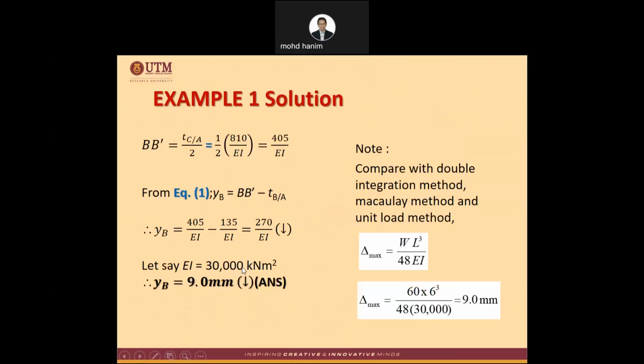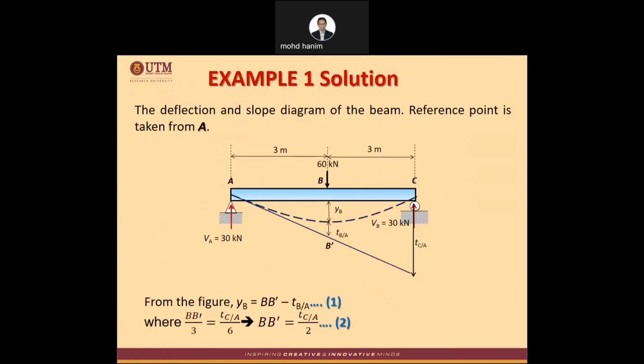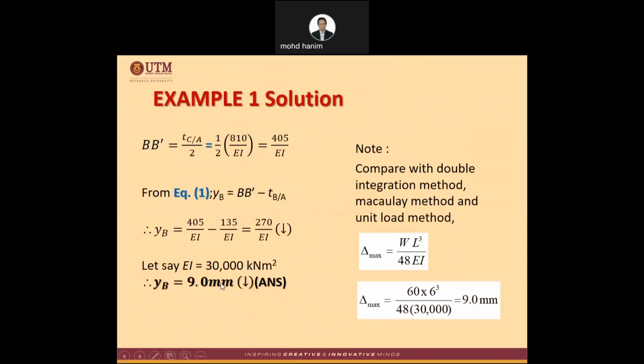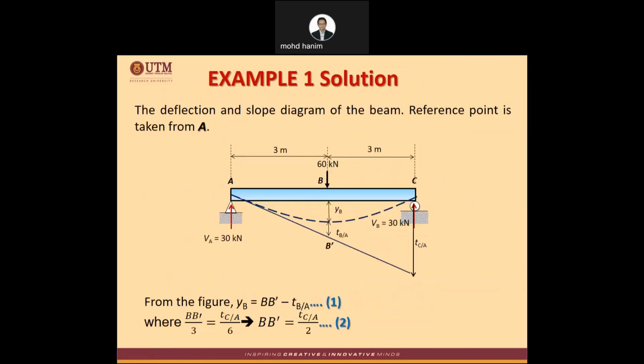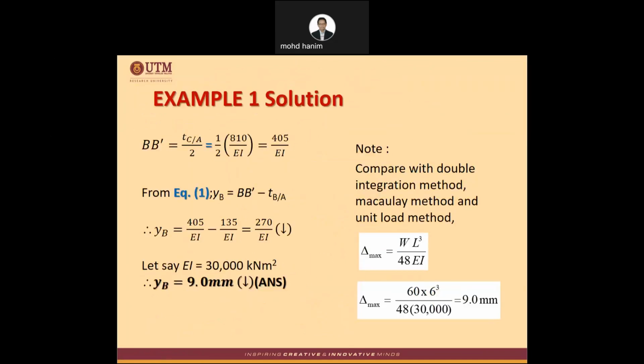And if EI is given as 30,000 here, therefore YB equal to 9 millimeter downward. Because positive. We assume YB as positive here. Therefore, it is downward because it is positive. If it is negative, that means it is opposite to what we assume.